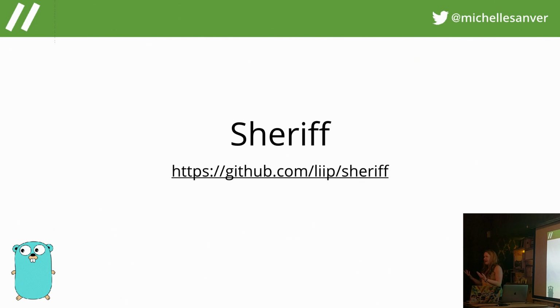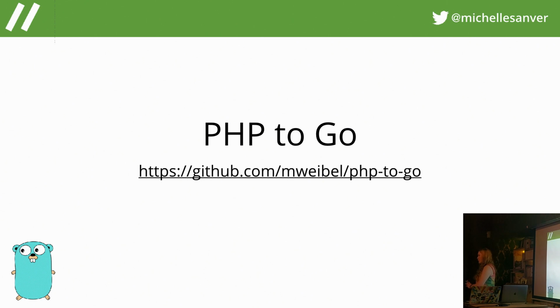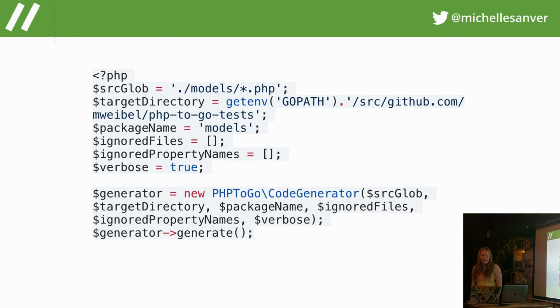So in GoLang there's this thing called Sheriff, and there's php-to-go, which a colleague of mine made. php-to-go is basically you take PHP models and classes, you read all of it, and you turn it into Go structs. So that's like JSON for GoLang. You say, okay, here's all the PHP code, turn it into JSON for GoLang. And this is how php-to-go would look.